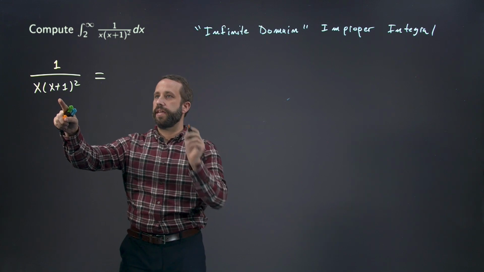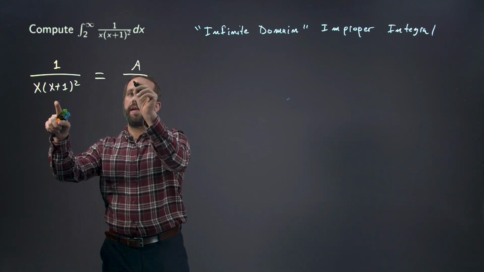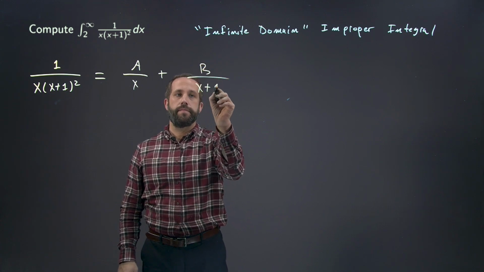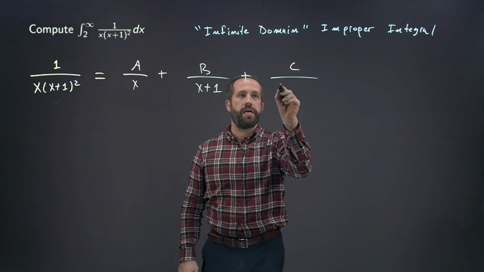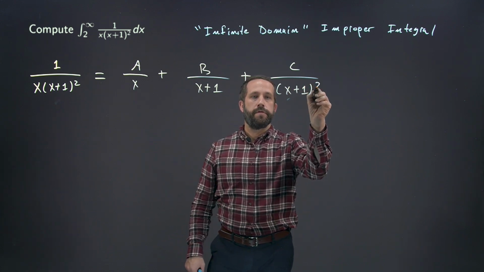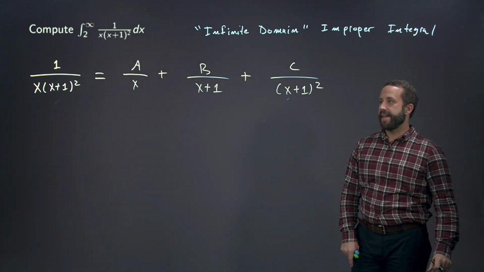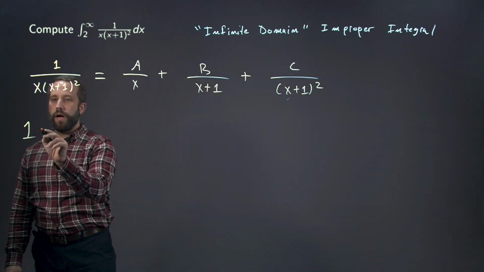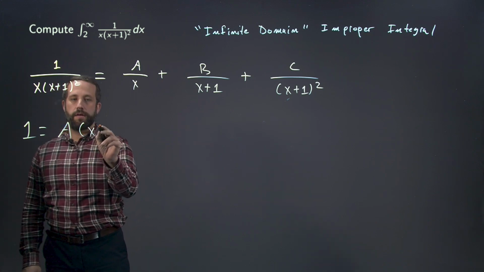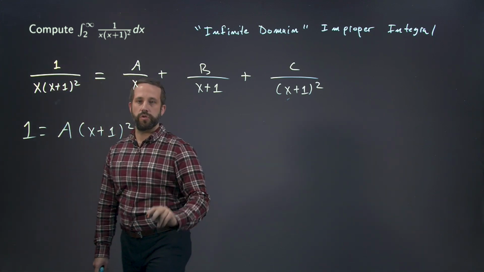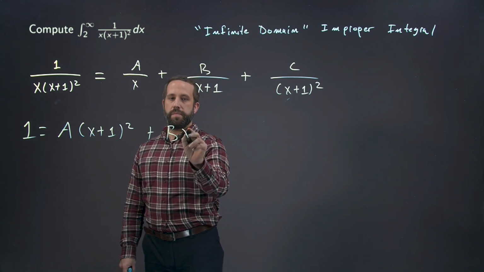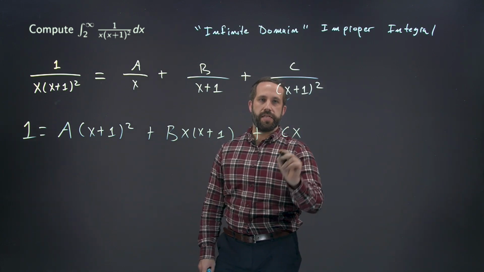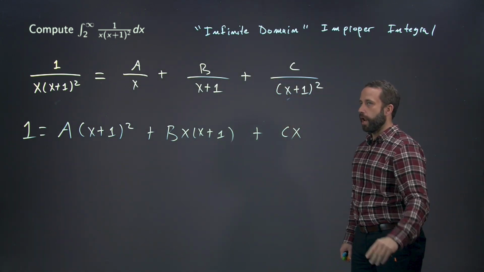Okay, x plus 1, this is a linear factor, so the form is going to be A over x plus B over x plus 1 plus C over x plus 1 squared. And now my next step is I'm going to clear denominators, and I'm going to get 1 is equal to A times x plus 1 squared plus Bx times x plus 1 plus Cx. Okay, I'm going to have to erase all of this work, but I'll keep it up here, of course, while I'm doing it.